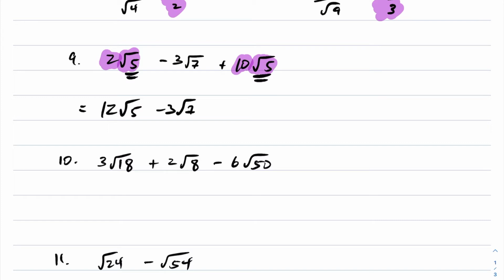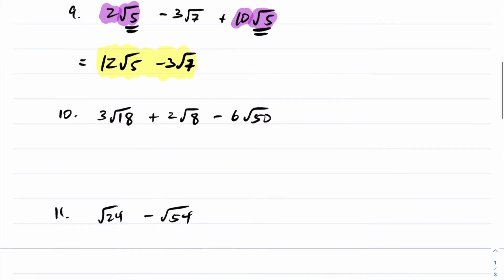Now, there's nothing else to simplify with this question. You can't really put these two together here because one is 12 times root 5 minus the other is 3 times root 7. So they're not really like terms, so we can't really simplify this anymore.